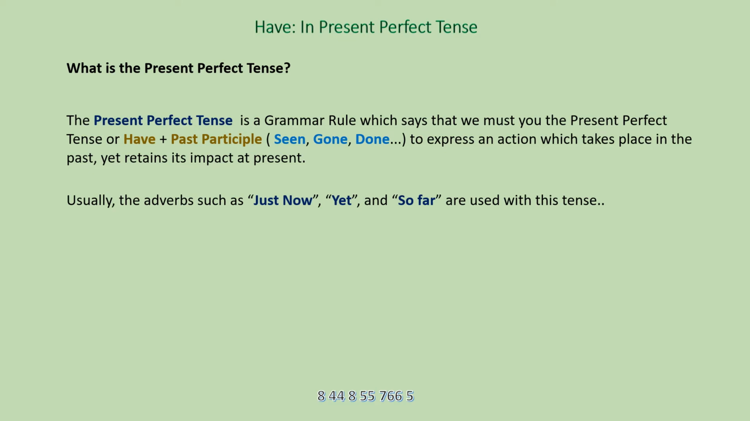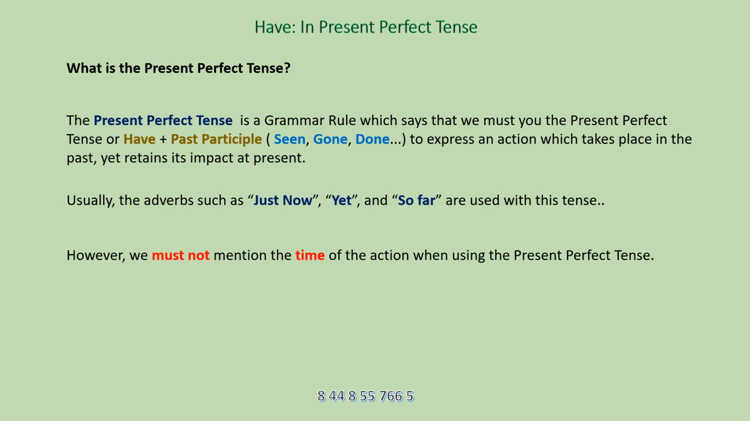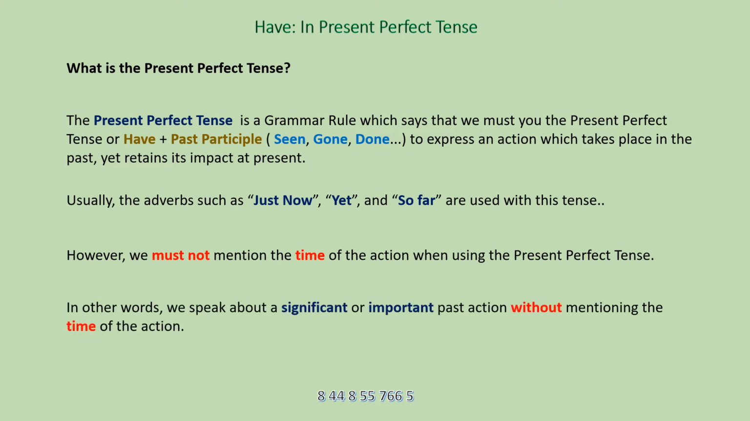Usually, the adverbs such as just now, yet, and so far are used with this tense. However, we must not mention the time of the action. In other words, we speak about a significant or important past action without mentioning the time of the action. Whether the action happened this morning, last evening, or last month, we do not mention. Let me explain the definition.